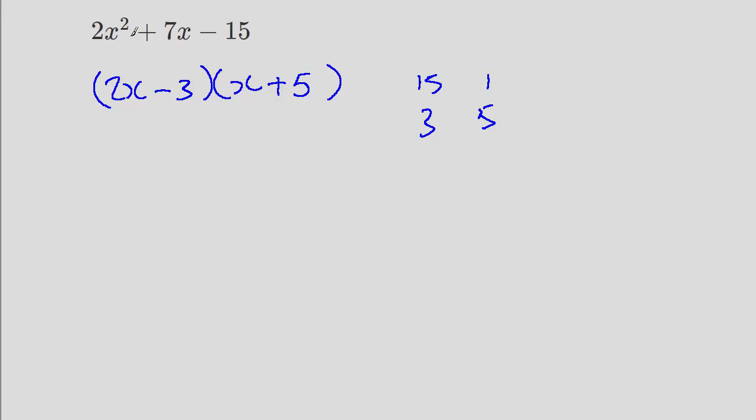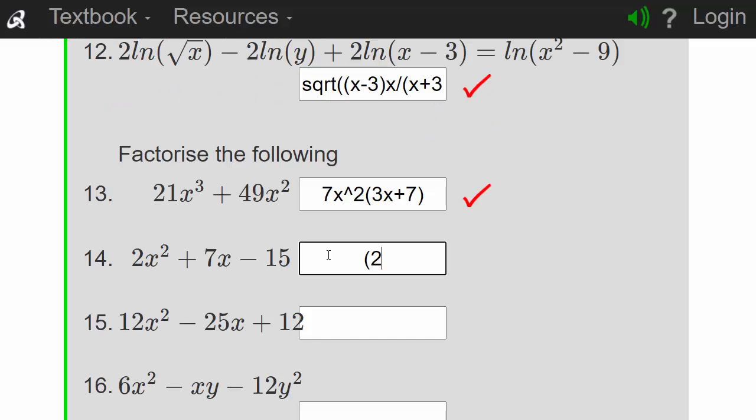So now when I expand it, I've got 2x times x, which gives me the 2x squared. 2x times 5 is 10x. Minus 3 times x is minus 3x, so plus 10x minus 3x gives me the 7x, and then minus 3 times 5 is 15. So we've got 2x minus 3, x plus 5. Is that right? Yes it is.